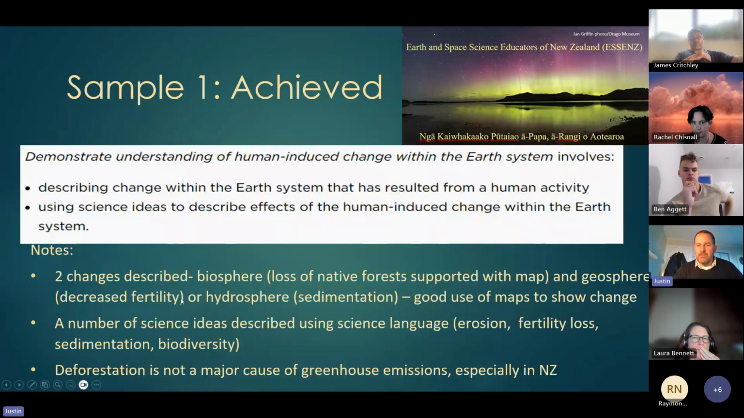I'm always really careful when they're talking about deforestation and linking that to climate change. It does, I guess, add some carbon dioxide to the atmosphere, but I'm always really careful teaching my students that, because the main issue with the greenhouse effect is burning fossil fuels. So I try and shy away from that one.